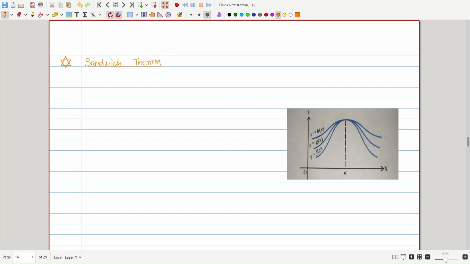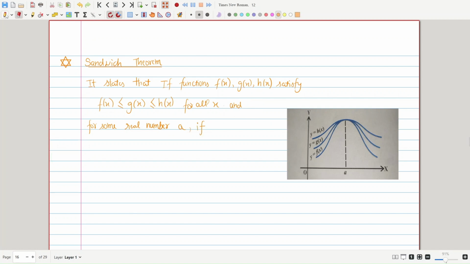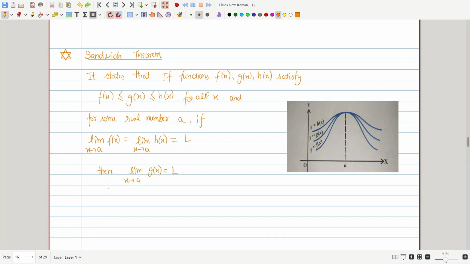Basically, the sandwich theorem states that if we have functions f(x), g(x), h(x) which follow the condition f(x) less than or equal to g(x) and g(x) less than or equal to h(x), and if limit x tending to a of f(x) is equal to some number L and limit x tending to a of h(x) is equal to that same number L, then we can say that for some real number a, if limit x tending to a of f(x) is equal to limit x tending to a of h(x) and it is equal to some constant L, then limit x tending to a of g(x), the middle function, is too equal to L.